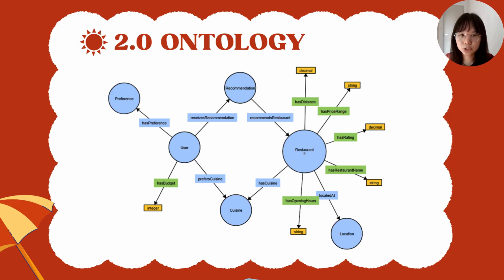Next, for the ontology, the main classes are shown as blue circles, including user, restaurant, cuisine, preference, location, and recommendation. And these classes are all connected through object properties, shown as blue rectangles. Besides that, data properties shown as green rectangles are used to store specific values related to users and restaurants. Overall, this ontology helps our system organize user preferences, restaurant information, and recommendation knowledge in a clear and structured way.